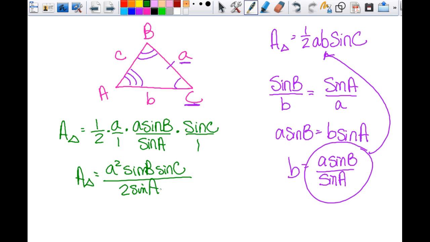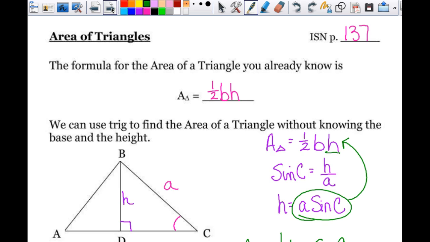Because this is your other formula, which looks a whole lot worse than the other one, but it's really not that bad. It's the side length that you have squared times the sine of the other two angles over 2 times the sine of the angle that matches that side. So it's really not bad as far as how you just write it. I know it looks crazy yucky, but it's not that bad. So that's what this second one is.